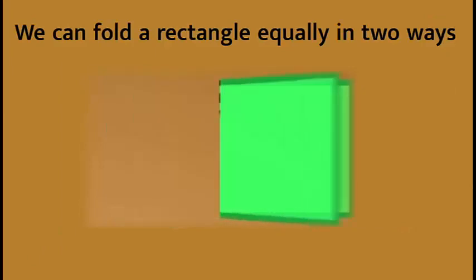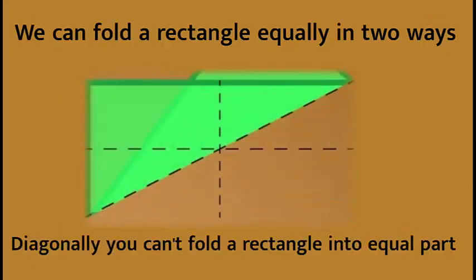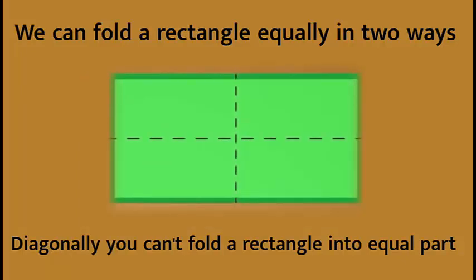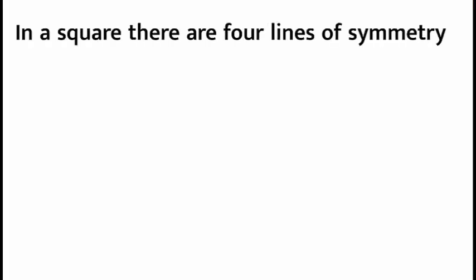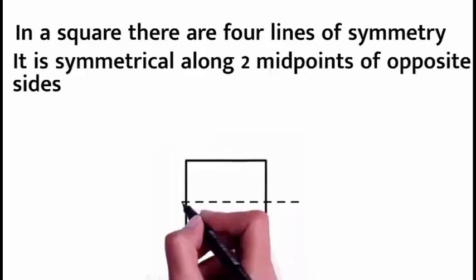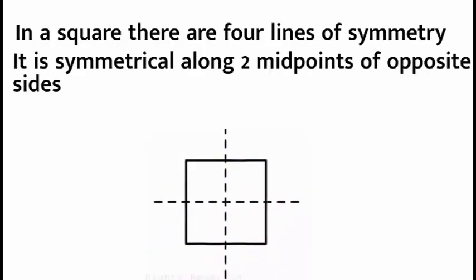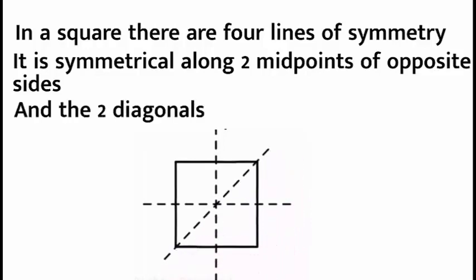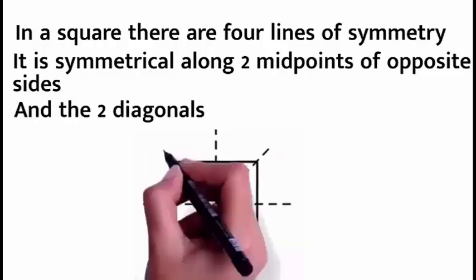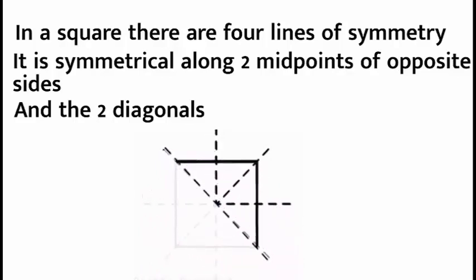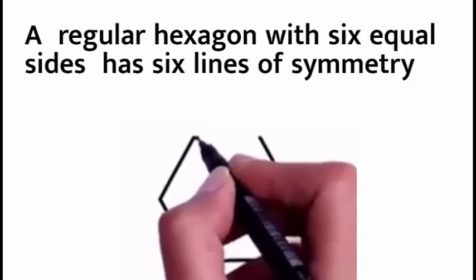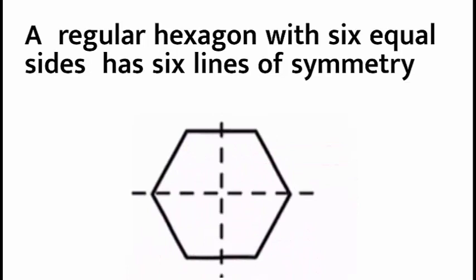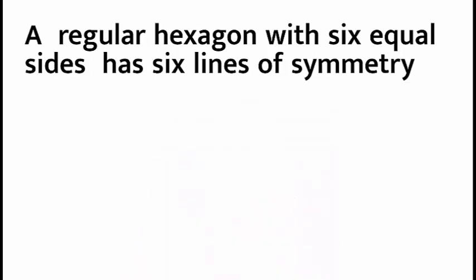We can fold a rectangle equally in two ways. Diagonally, you can't fold a rectangle into equal parts. A rectangle has two lines of symmetry. In a square there are four lines of symmetry. It is symmetric along two midpoints of opposite sides, and the two diagonals. A regular hexagon with 6 equal sides has 6 lines of symmetry.